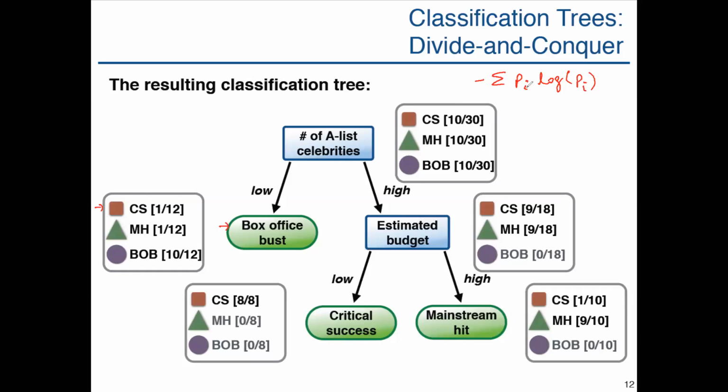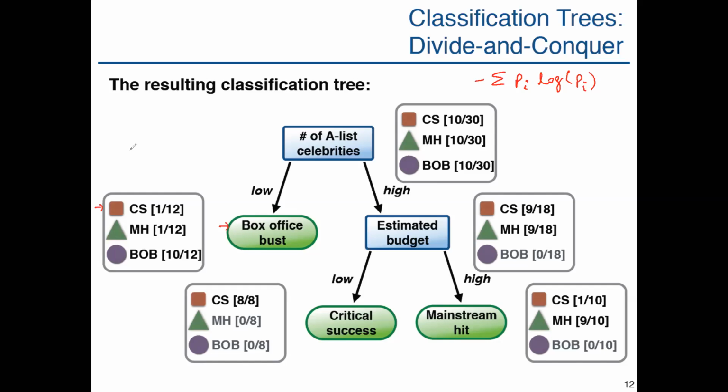So for example, for critical success, this Pi is going to be 1/12. For mainstream hit, this is also going to be 1/12. For box office burst, this is going to be 10/12. So this is the fraction of observations you have from a particular class. That's what Pi means. So how do you calculate entropy for this particular node?